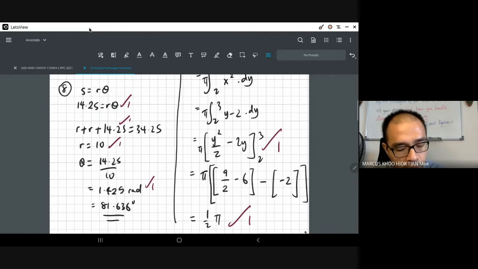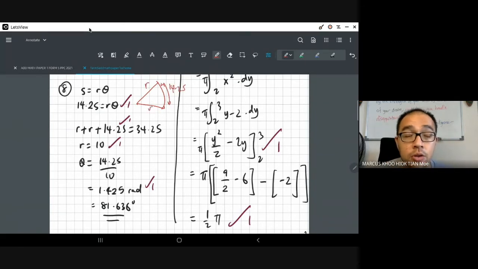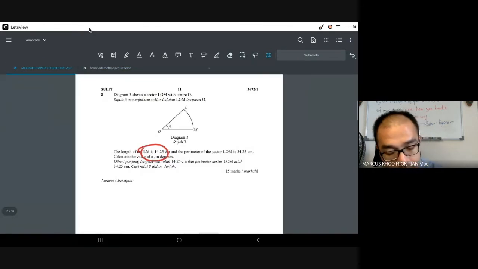If the whole perimeter is 34.25, and you know that the arc is 14.25, then this is r plus r, the same radius. So you can find the value of r. Once you find the value of r, you substitute it in here, and you get the value of the angle in radians.